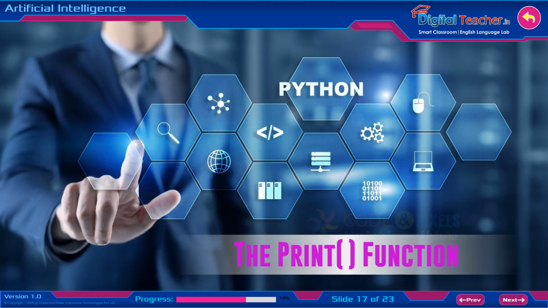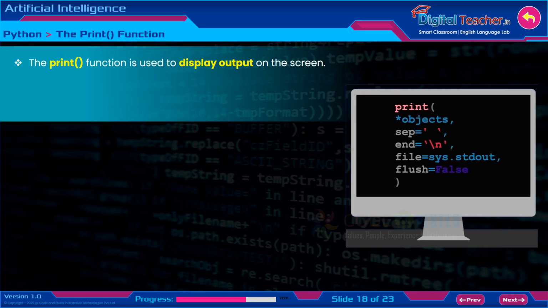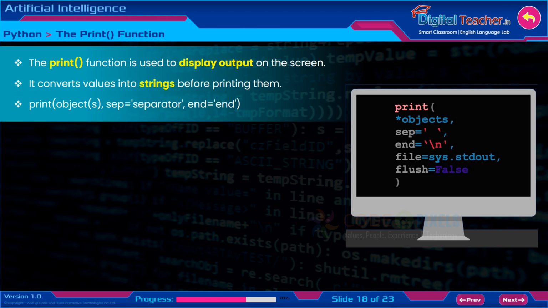The print function. The print function is used to display output on the screen. It converts values into strings before printing them. Print.